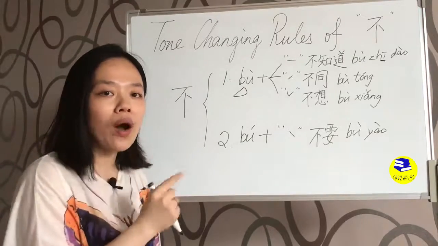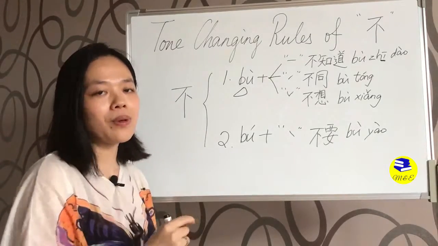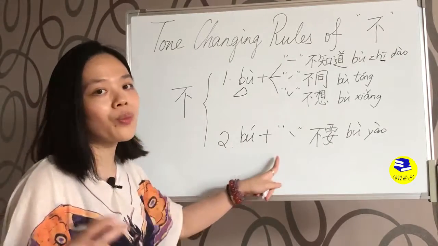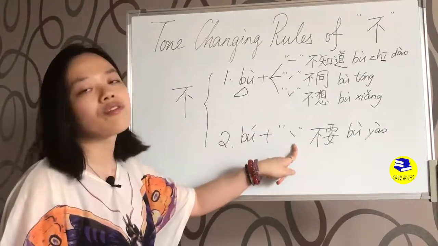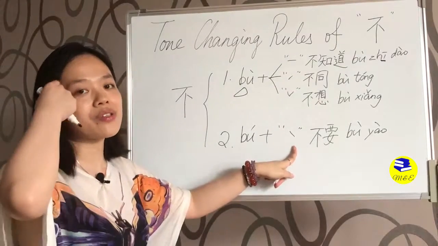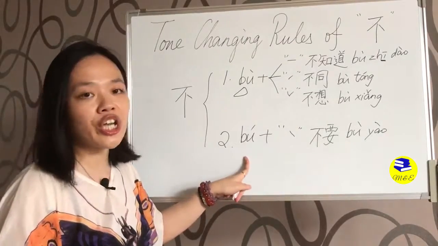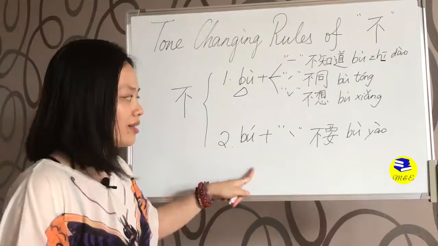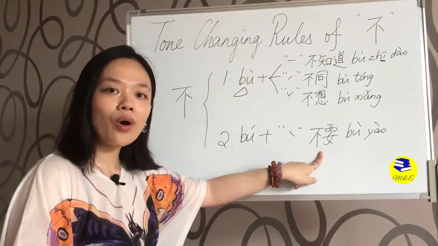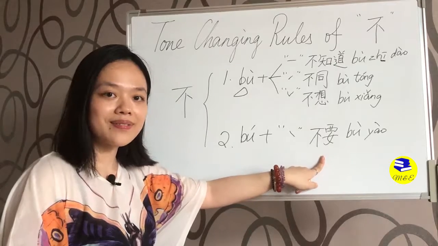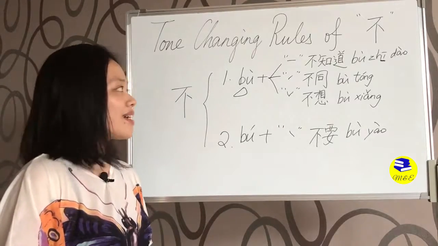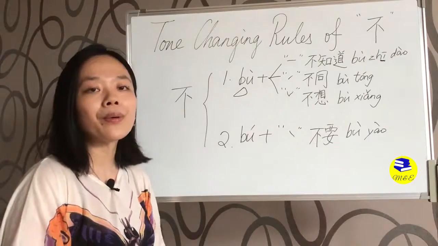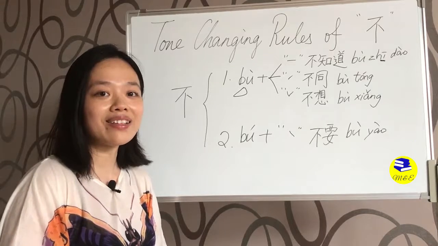But the only one situation that 不 has changed its tone, which is when 不 follow with a character whose tone is what? Fourth tone. Right? Whose tone is fourth tone, then 不 should change fourth tone into second tone. Like 不要, 不要. See? It's very easy. So, the tone changing rules of character 不 comes to the end.